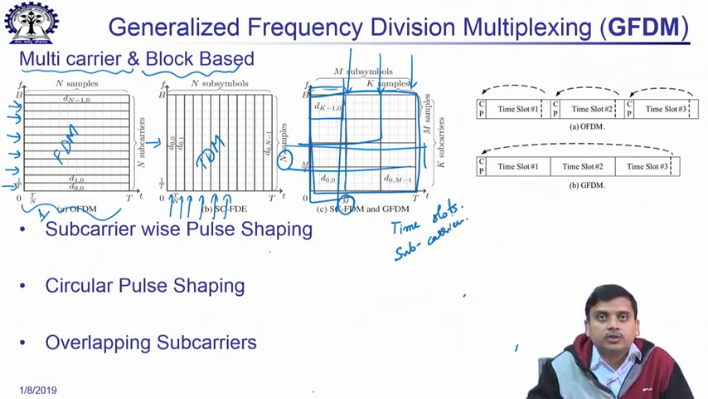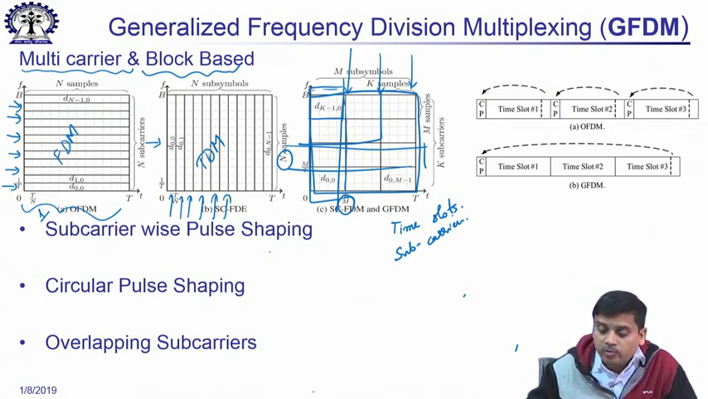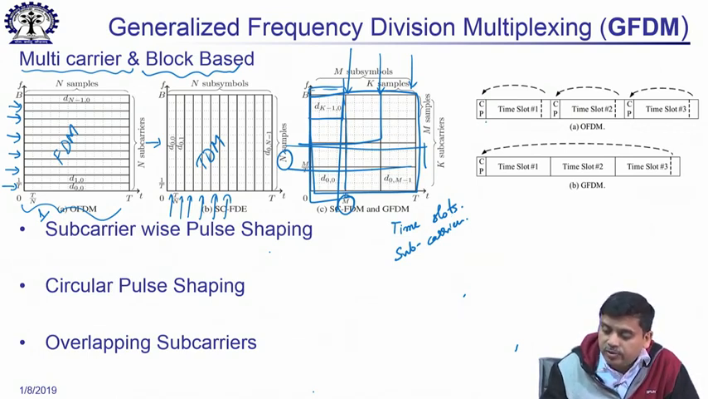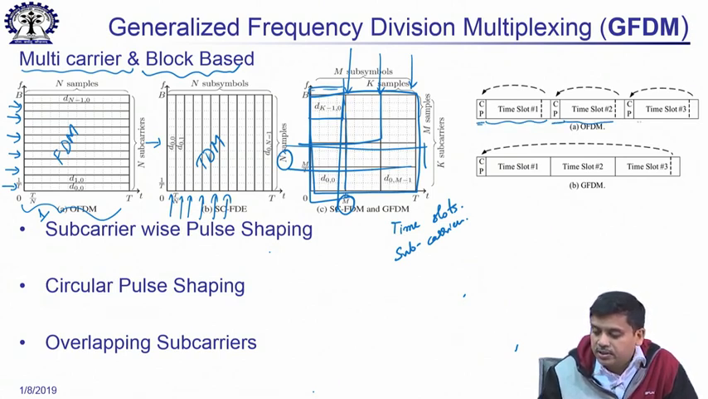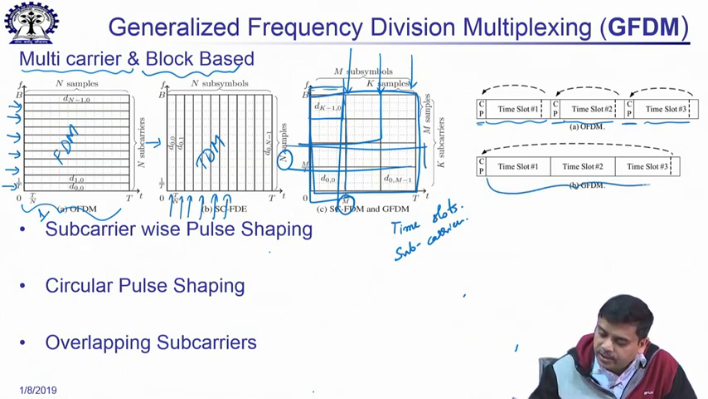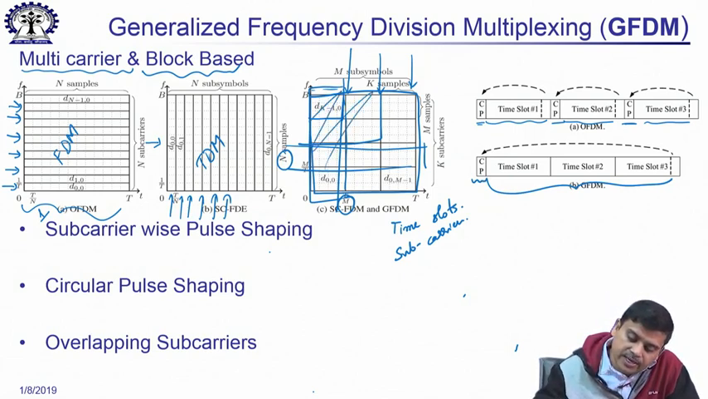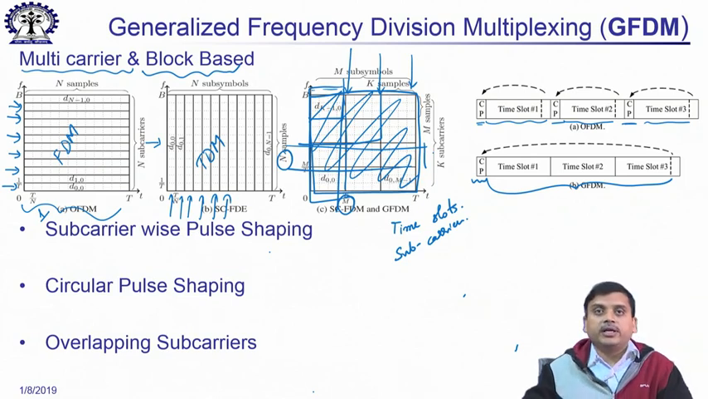So, one can flexibly choose it and can make various combinations. Now, in OFDM what you would find is that there is a symbol duration, there is a CP, symbol duration and CP, symbol duration and CP, whereas in GFDM it is suggested that you have a block of symbols and a common CP for it.